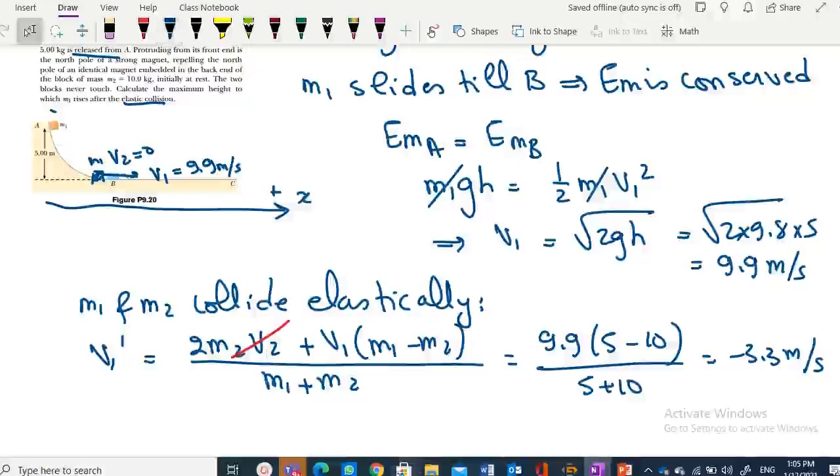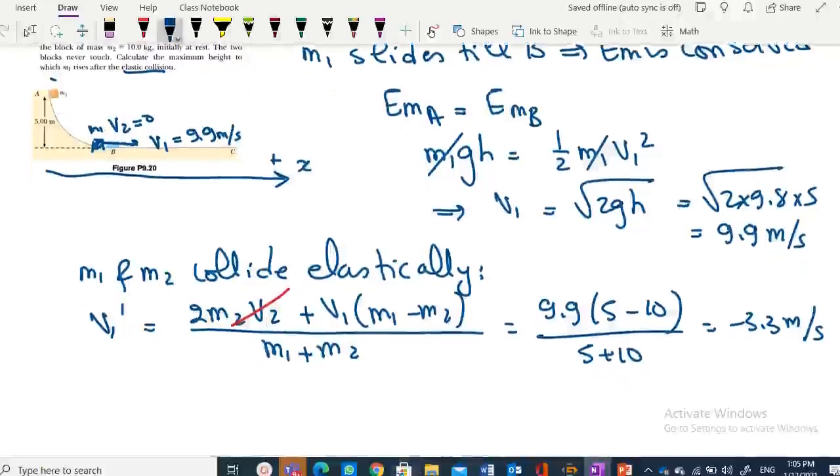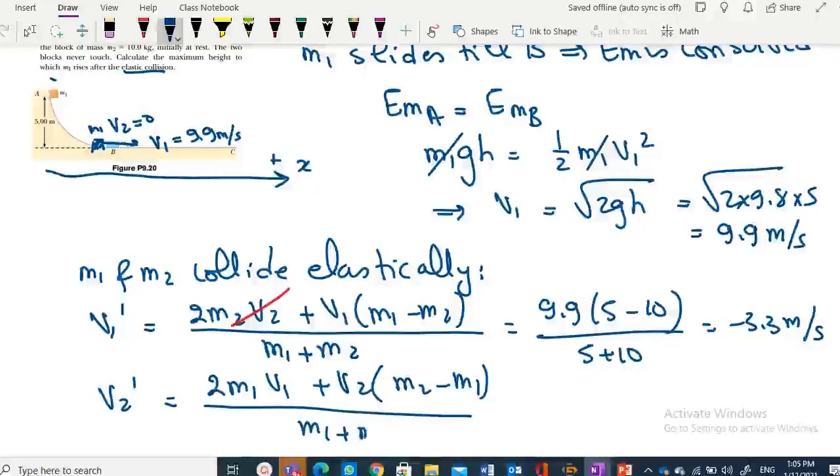So I found V1 prime. Now I can find V2 prime, I will write it for you but you don't need it. V2 prime is equal to (2m1 V1 + V2 (m2 − m1)) over (m1 + m2). We said V2 was 0, so I will drop that term. It's equal to m1, which we said is 5, times V1, which we said is 9.9, over 15, so we will get the answer. I didn't calculate it, anyway we don't need it.